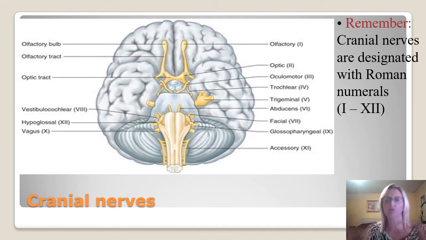All right, so on to this slide now. The numbers here designate, they tell us the order in which the nerve arises or comes out from the brain, from the anterior portion here, to the posterior portion here. So it's the order they are coming out from the brain.